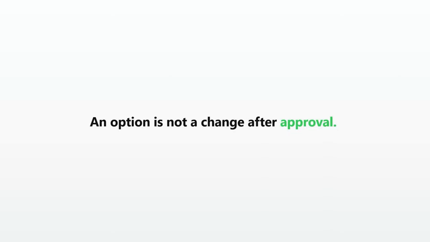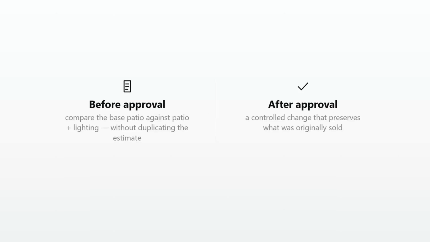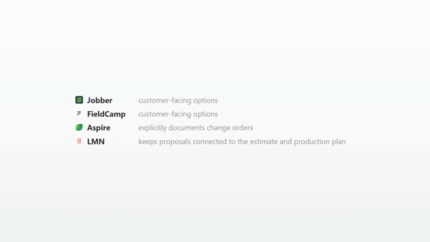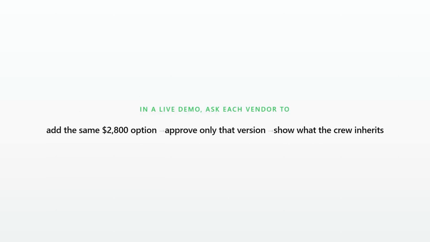The lighting option is a useful stress test because an option is not the same thing as a change after approval. Before approval, I want the customer to compare the base patio against the patio plus lighting without duplicating the entire estimate. After approval, I want a controlled change that preserves what was originally sold. Jobber and fieldcamp both document customer-facing options. Aspire explicitly documents change orders. LMN keeps proposals connected to the estimate and production plan. In a live demo, ask each vendor to add the same $2,800 option, approve only that version, and show exactly what the crew and job cost record inherit.